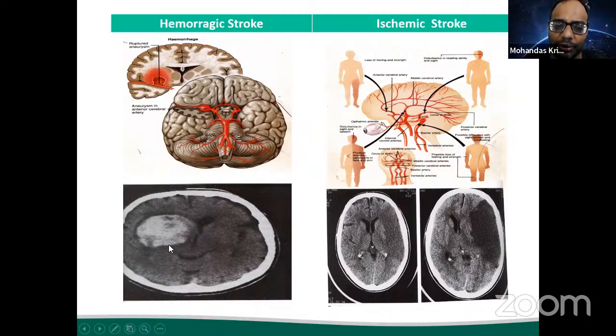Here you can see the stroke over here. This is the hemorrhagic stroke. In MRI, you will see a white figure as hemorrhagic stroke, and in ischemic stroke, you will see a black structure like this. So how will you remember? Black and white. Black means ischemic, white means hemorrhagic.